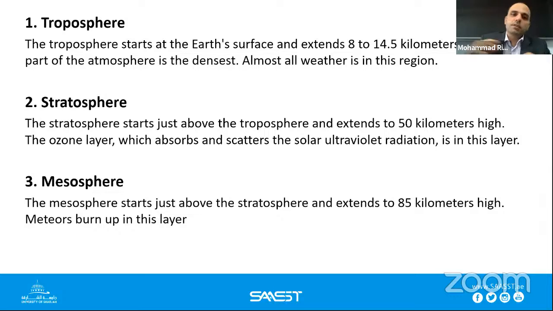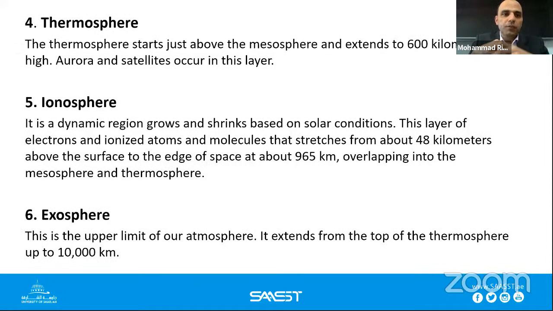The mesosphere starts just above the stratosphere and extends to 85 kilometers. All meteors, or most meteors, burn in this layer. And also we have the thermosphere. The thermosphere starts just above the mesosphere and extends to 600 kilometers. The ISS rotates around the globe in this layer, the thermosphere. It is not an ideal vacuum at that height.